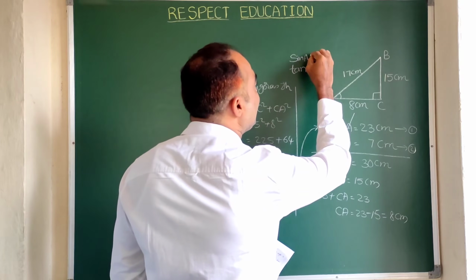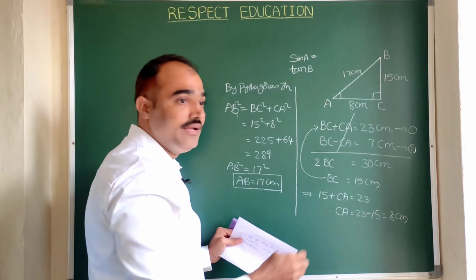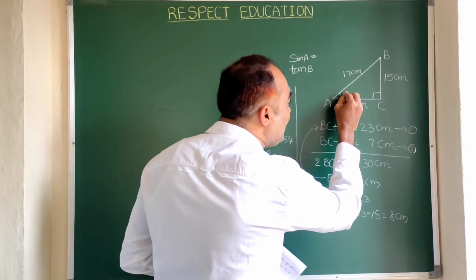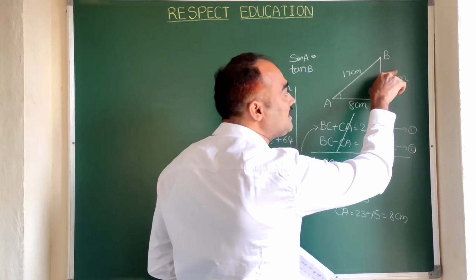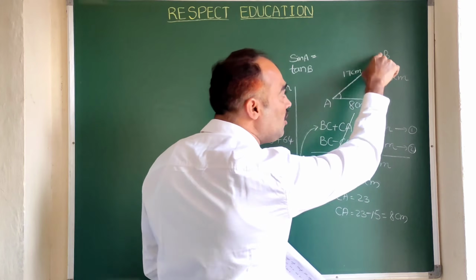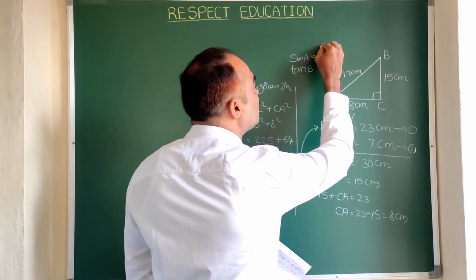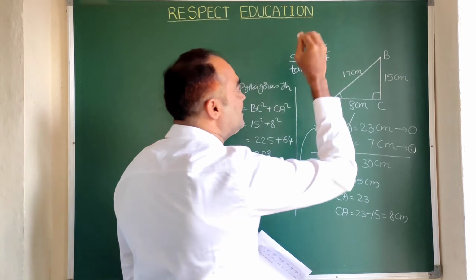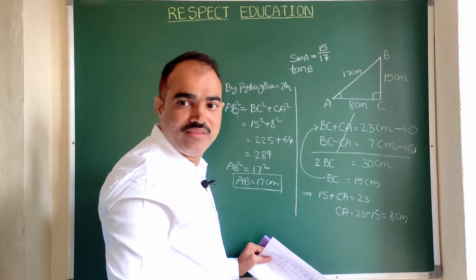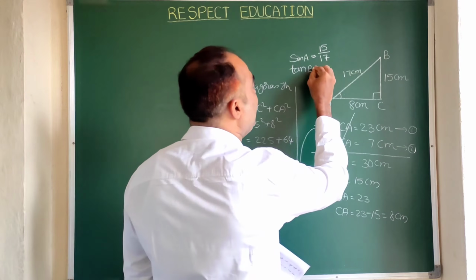See, sin A. Here you do understand. Just imagine that you are standing at A. If you stand at A, what is the opposite side? BC. BC value how much? 15. So 15 by hypotenuse is 17. This is what we can find sin A. Is it clear? And tan B.